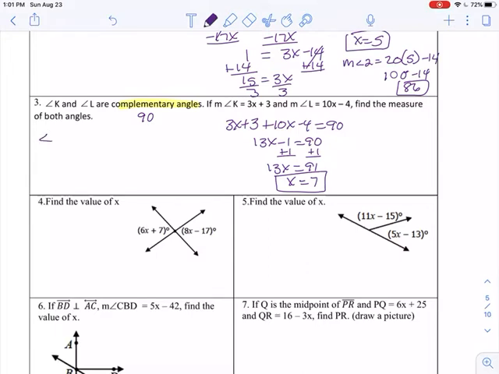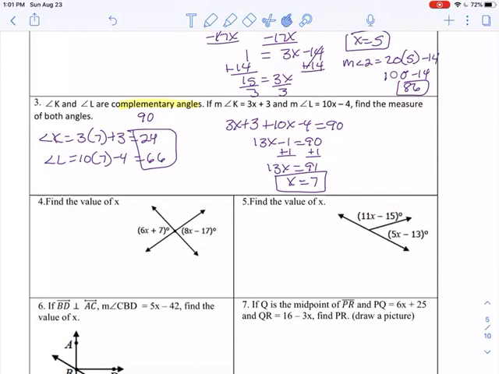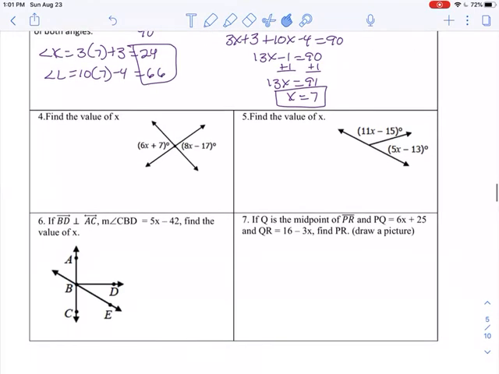Now this one they want me to find both angles. So angle K is 3 times 7 plus 3, and that's 21 plus 3, which is 24. And angle L is 10 times 7 minus 4, which is 70 minus 4, which is 66. And then you could do a little quick check. Is 24 plus 66 equal to 90? Yes, it is. All right.